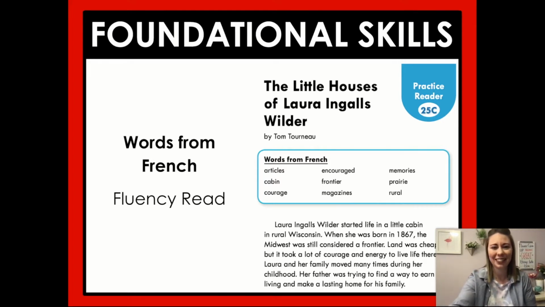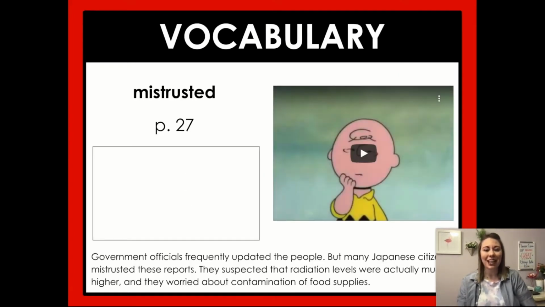So fun. For vocabulary today, we have the word mistrusted. From the text, it says government officials frequently updated the people, but many Japanese citizens mistrusted these reports. They suspected that the radiation levels were actually much higher, and they worried about contamination of food supplies. They mistrusted the reports. And I have a little treat for you. We're going to watch a small clip from Charlie Brown as an example of mistrust.